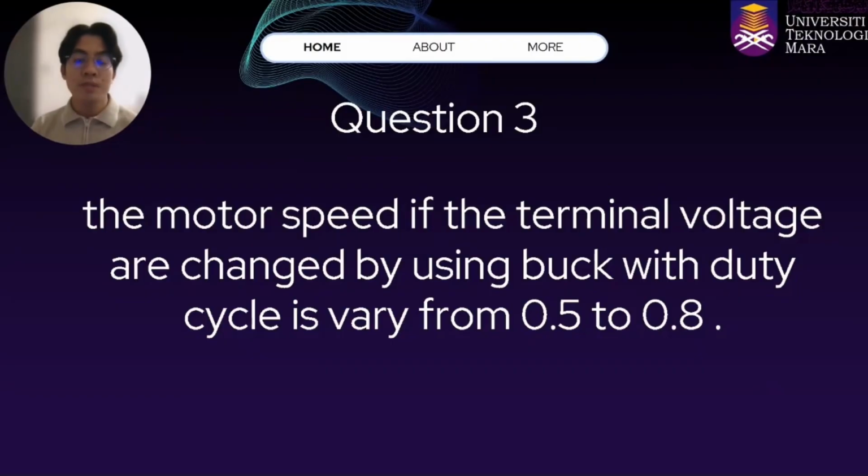For now, I will be taking over to explain question number 3. The question is the motor speed if the terminal voltage is changed by using a buck converter with duty cycle varied from 0.5, 0.6, 0.7, and 0.8.